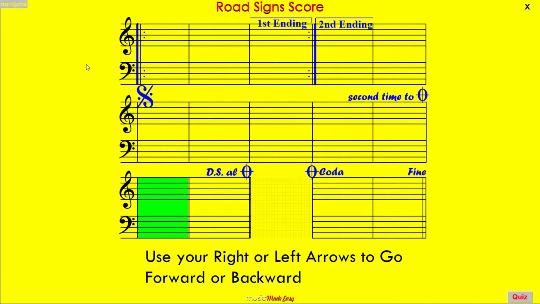We jump down to the bottom score, and we have the DS al coda, dal segno back to the sign. And then we continue from there until it says second time to coda, and we jump down to the coda, and then the song's over. And that is fine, which means finished, not fine as in good.